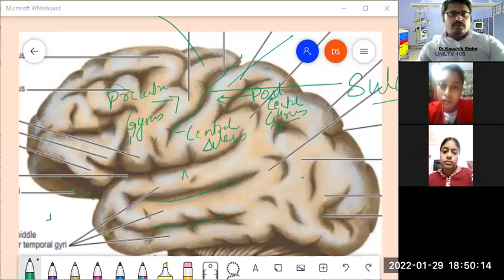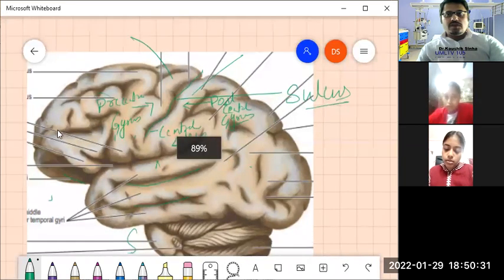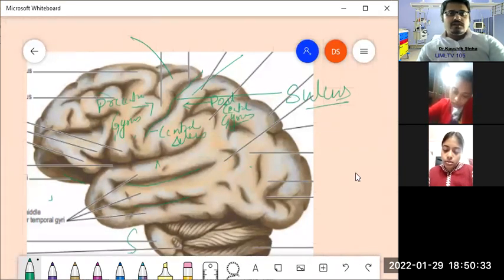Now, here, I'm going to give you a different concept altogether. That is the concept of the operculum. Operculum is a word that is used mostly by ichthyologists.